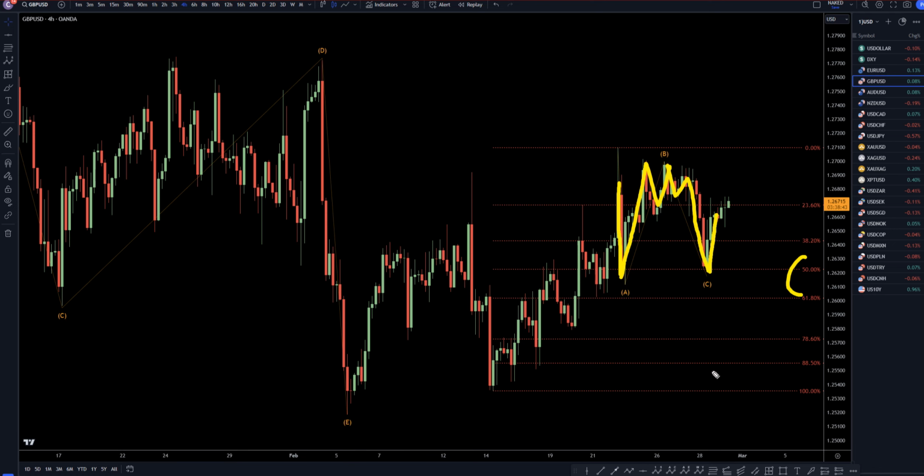Nice impulsive move up. I wouldn't be surprised if it did make a little bit of a pullback, but I think even if it does make a pullback, it will make a higher low, and just keep on trending up. So for me, I am definitely still looking for longs on shorter time frames.